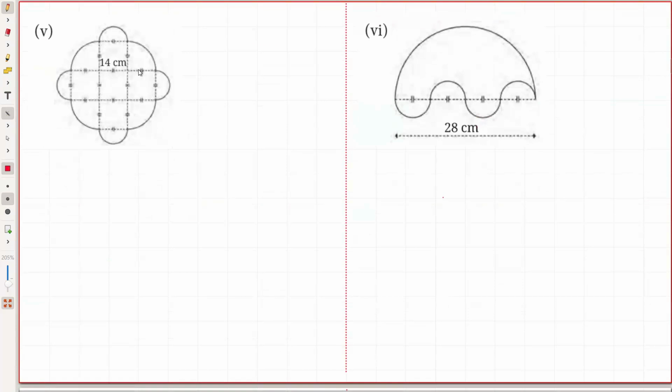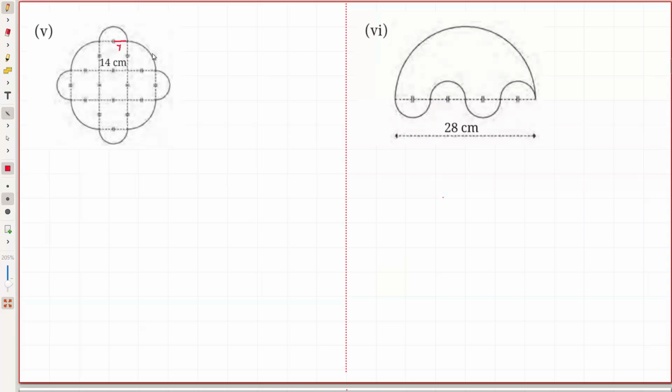Next, fifth one. So fifth one, okay, semicircular arc, how many? So here, diameter is given as 14. So radius it will be 7. How many? 1, 2, 3, 4. Okay, 4 small semicircular arcs.